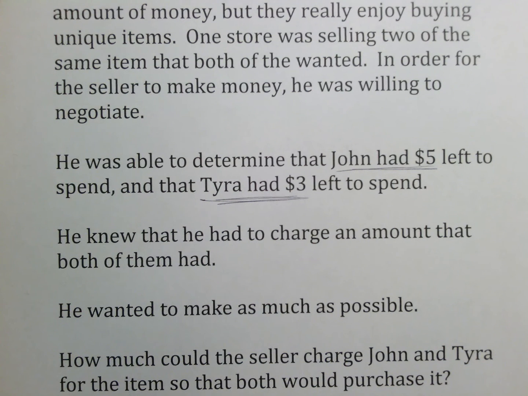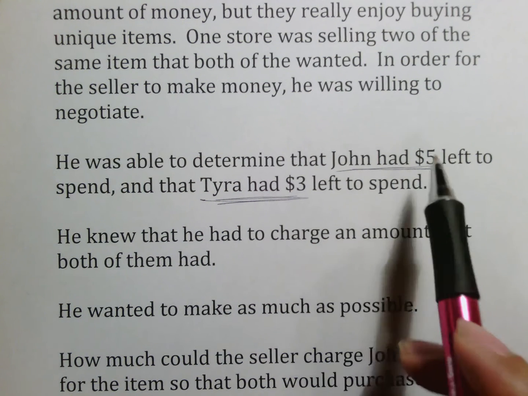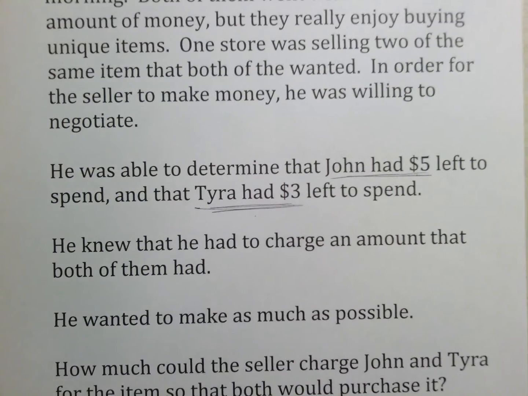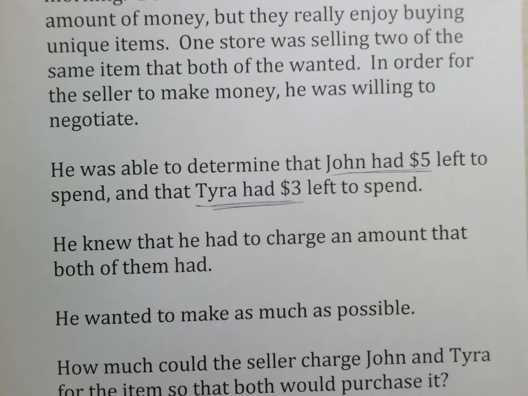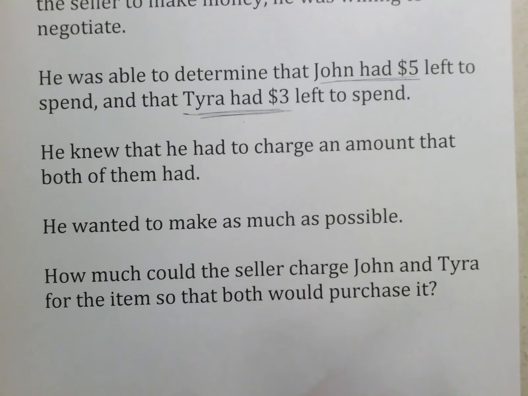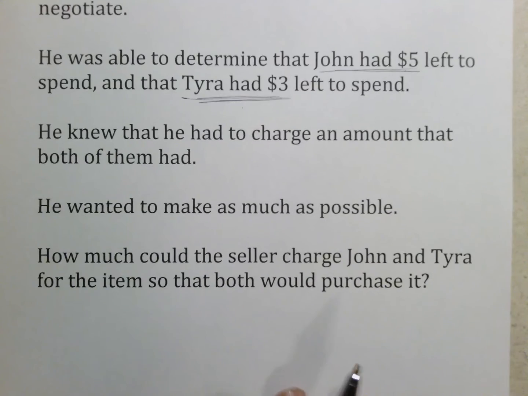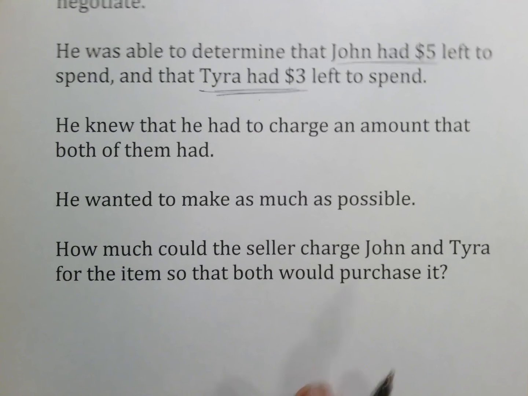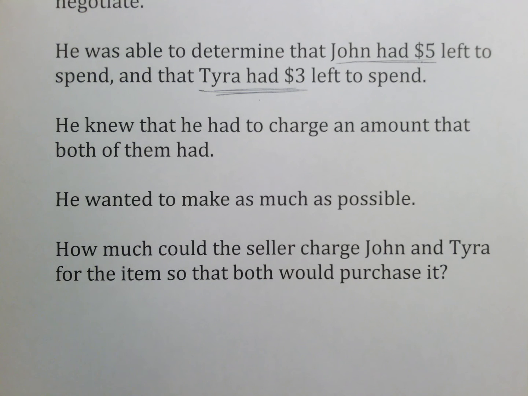If you charge $5 for this item, then John can buy it, Tyra can't. If you charge $4, John can buy it, Tyra can't. And you have to assume that they're not going to share money. That's how you lose business. He also wanted to make as much as possible. And so his situation as the seller was to try to pick the number that would make both of them buy it, but at the same time that would make him the most money possible.